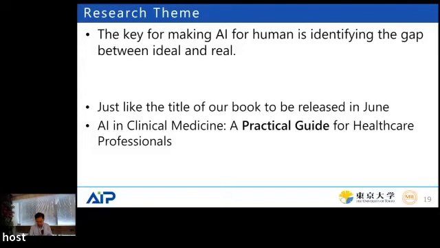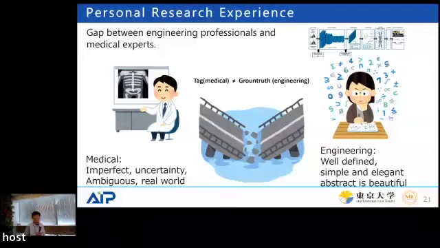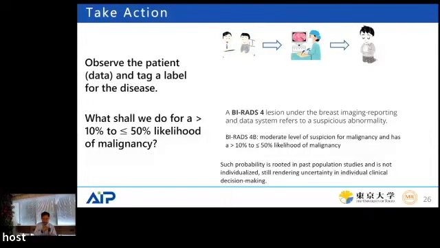So let me first start. What is this practical guidance, and what is the bottleneck? Let me start from the medical domain. In the medical domain, there is a gap between engineering professionals and medical experts. For us engineering people, we think the world is well-defined, simple, elegant, abstract, beautiful. But for the medical, it's different. It's imperfect and full of uncertainty. For example, the likelihood of malignancy is over 10% and less than 50%. This is the most well-studied case; in most cases, you don't even know this number.